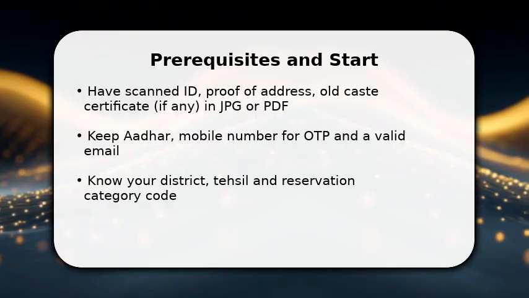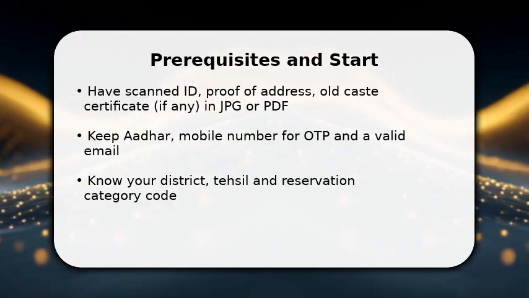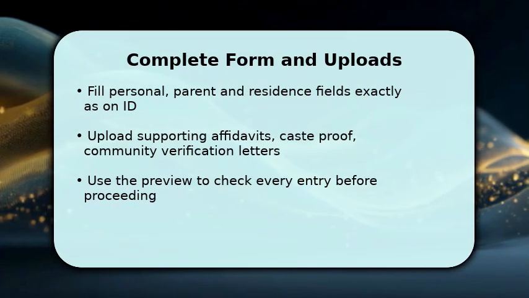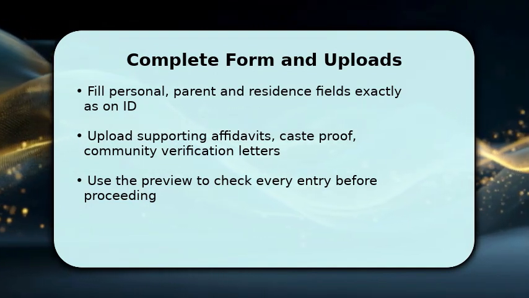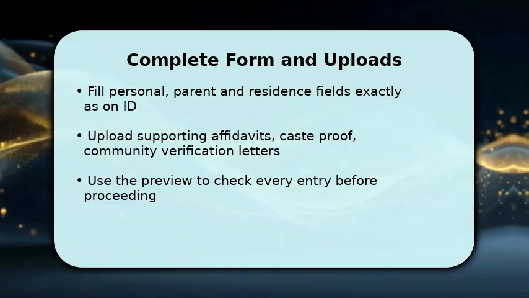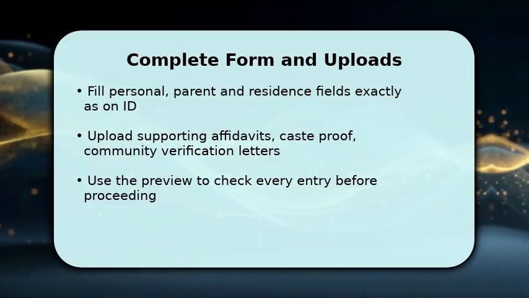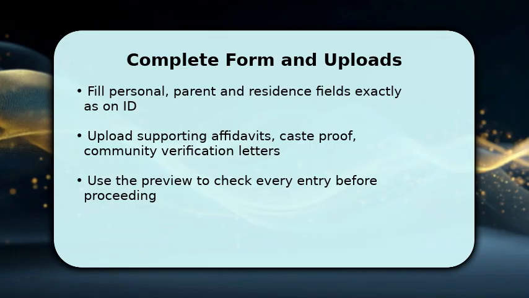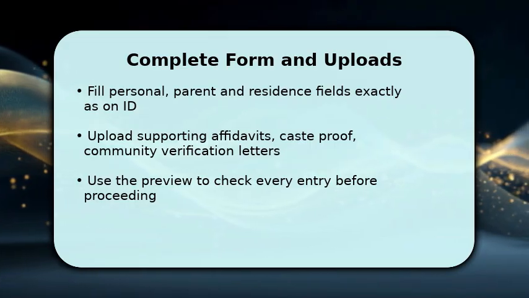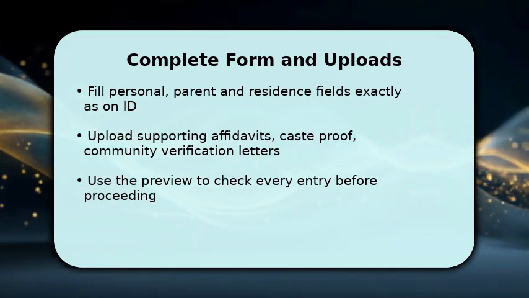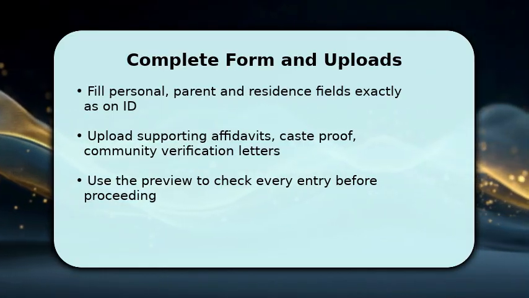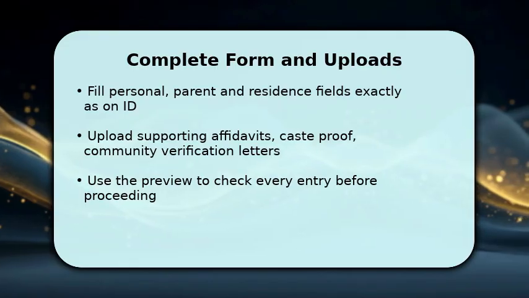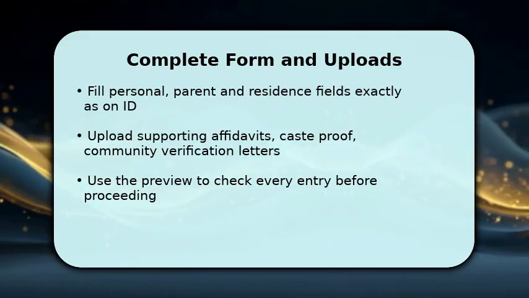Next, we fill details and attach supporting proofs carefully. Now you complete the detailed form. Type names, dates, and parental details exactly as on your ID to avoid mismatches. Once done, upload scanned proofs, affidavits, parents' caste proof, and any community verification letter. Label files clearly. Use the portal's preview to inspect every field and attachment. Discrepancies cause rejections. Then submit supporting fee payment if required and confirm the submission.